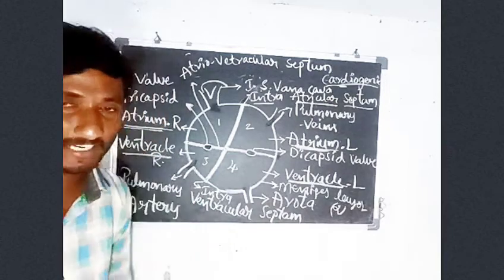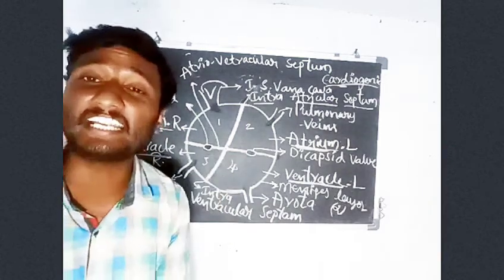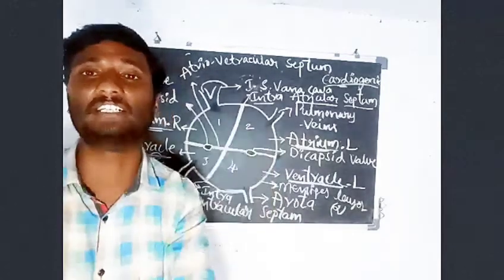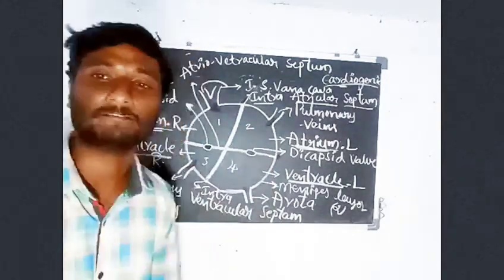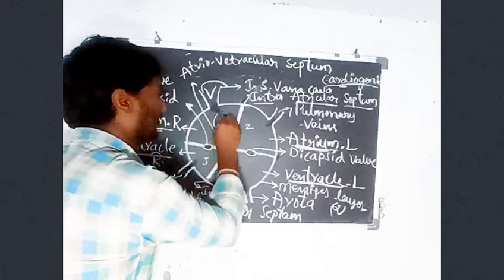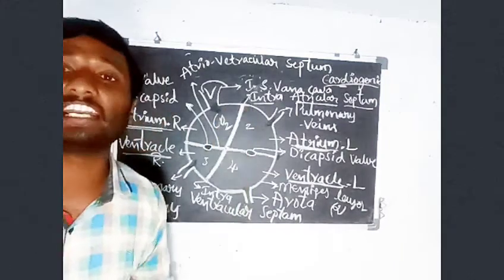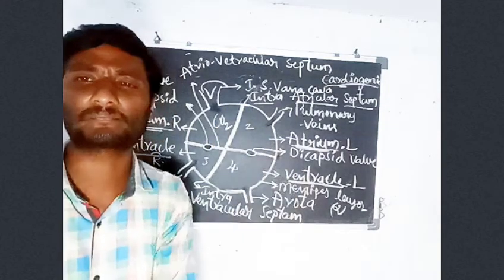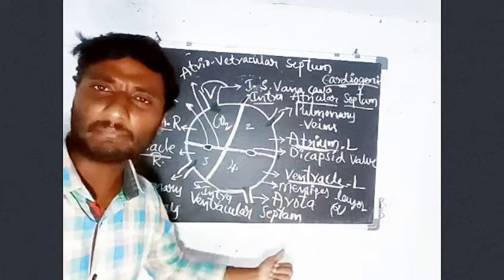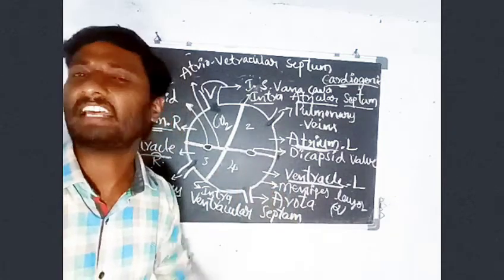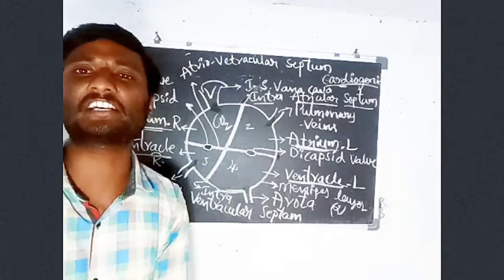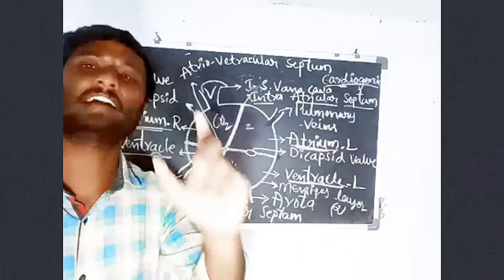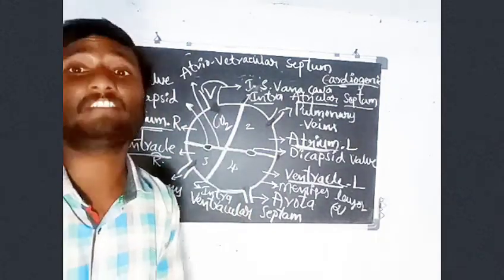And one more important point. The right atrium is totally filled with deoxygenated blood every time. When we compare the left and right atriums, the right atrium consists of deoxygenated, unpurified blood.